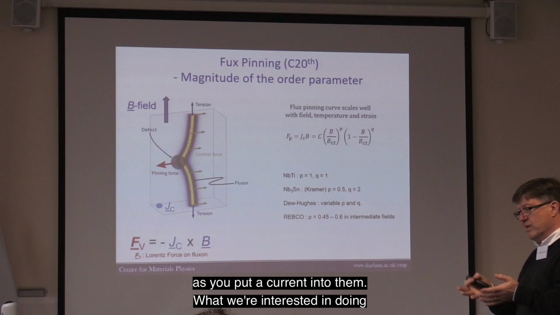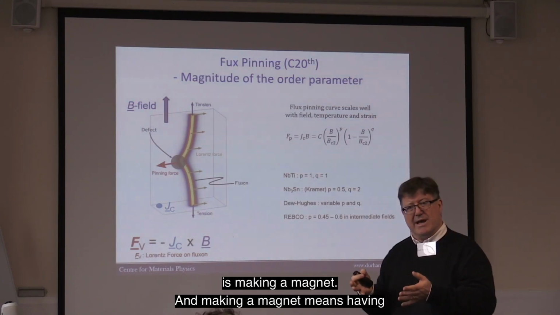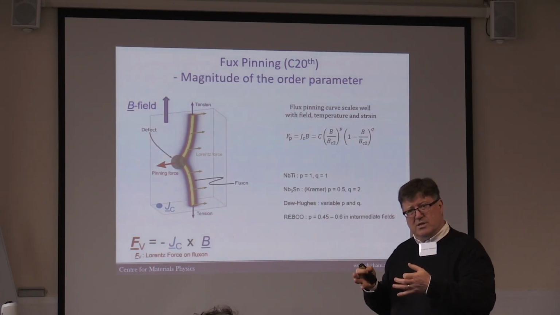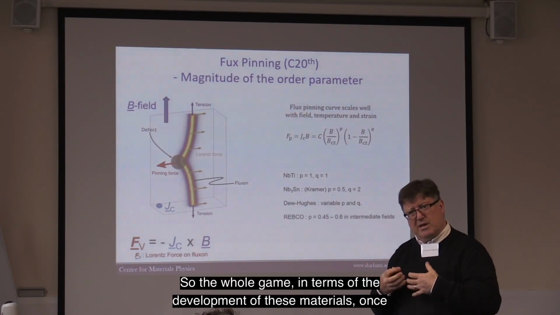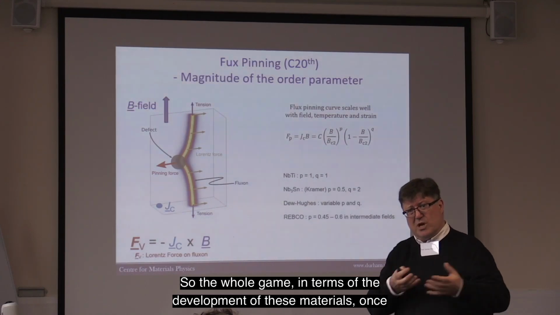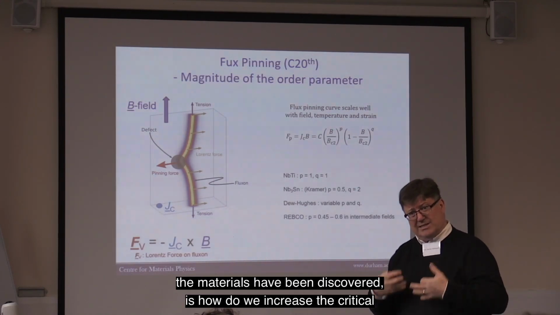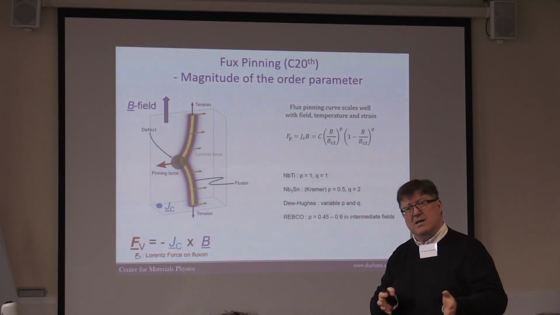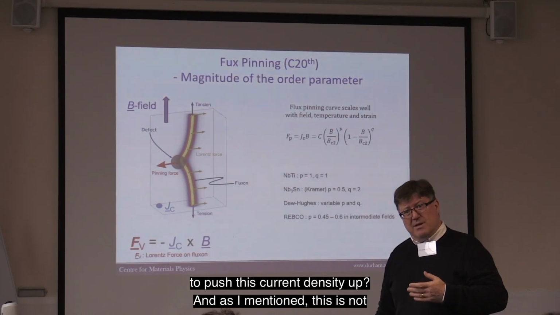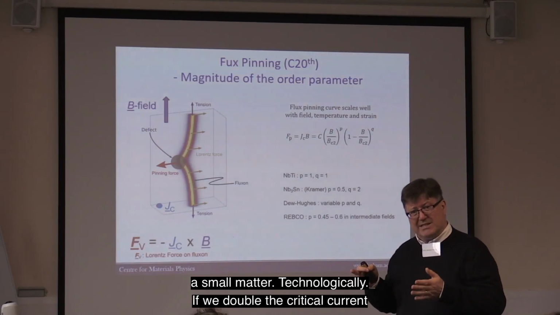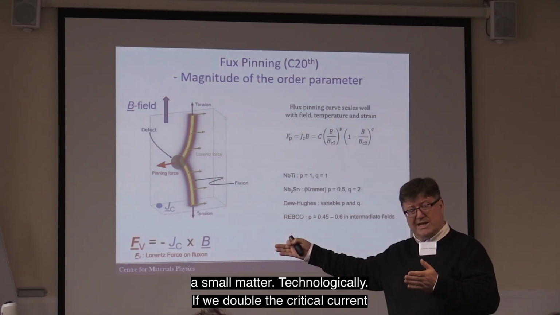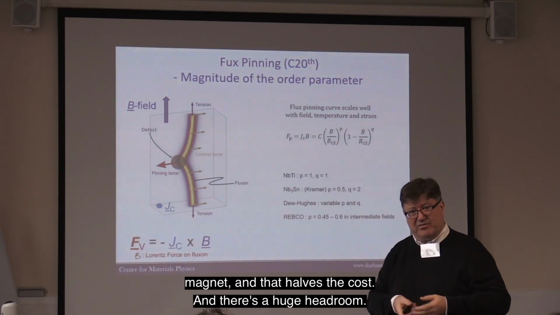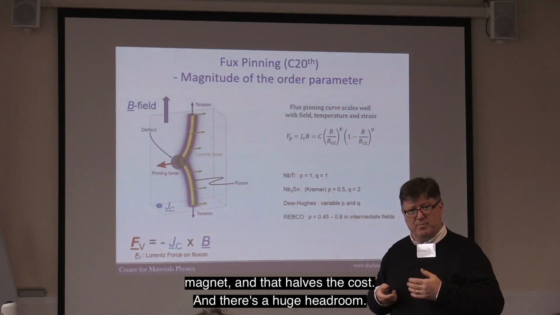What we're interested in doing is making a magnet. And making a magnet means having a current density that's flowing in high magnetic fields. So the whole game, in terms of the development of these materials, once the materials have been discovered, is how do we increase the critical current density of these materials? How do we put more pinning sites in to push this current density up? And as I mentioned, this is not a small matter technologically. If we double the critical current density, then we can halve the amount of material that we need to make the magnet, and that halves the cost. And there's a huge headroom.